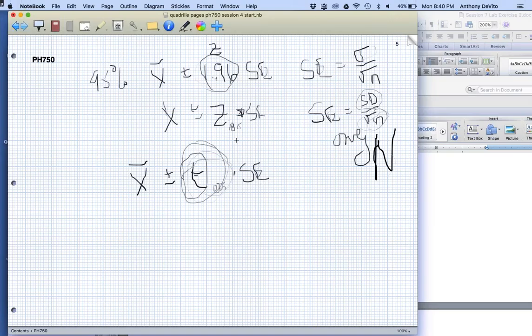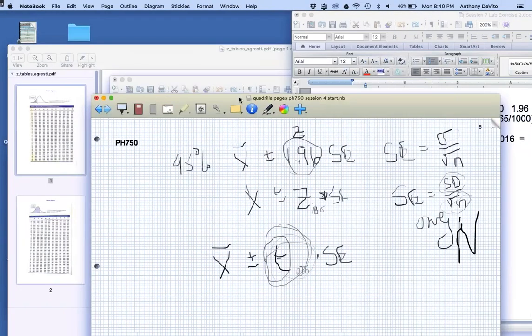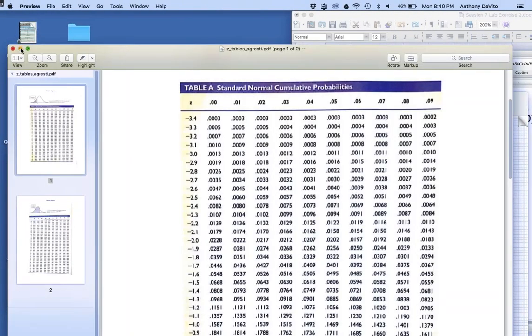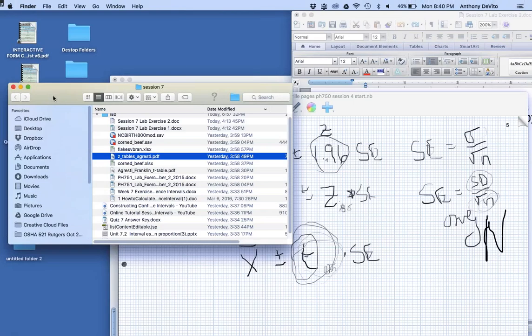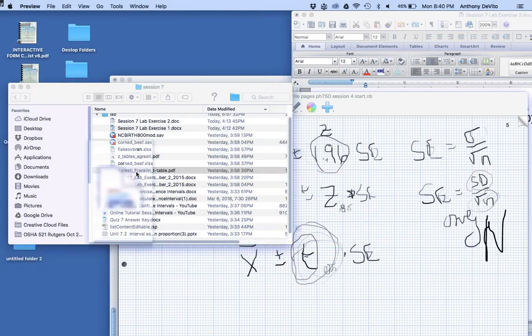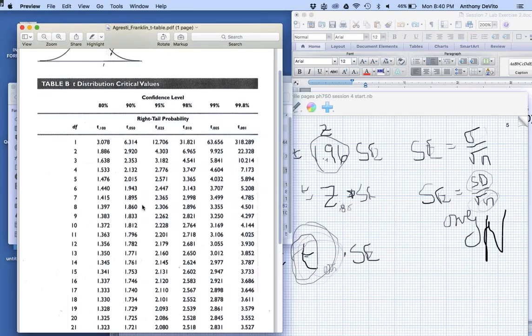I looked that up on another table, a t-table. And I think I put that on Blackboard, right? Almost 99% certain. T-table, yes, I'm sure. I took this. Okay, and how does this work?